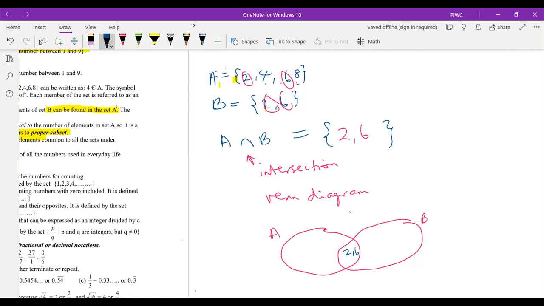And then what else is left in A? We have 4 and 8. So 4 and 8 will be outside the region of overlap. 4 and 8 will be here. So in the Venn diagram, the intersection area is where you have the overlap, the region of overlap. That's the intersection area.